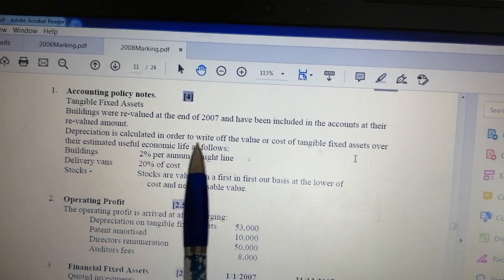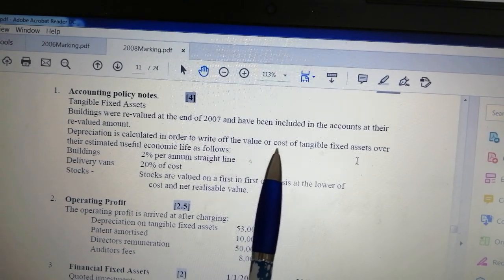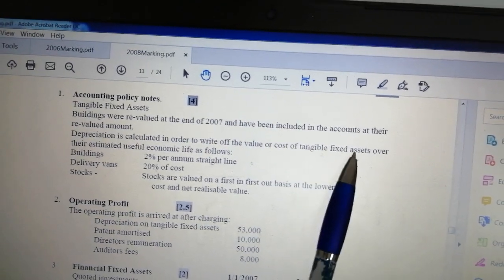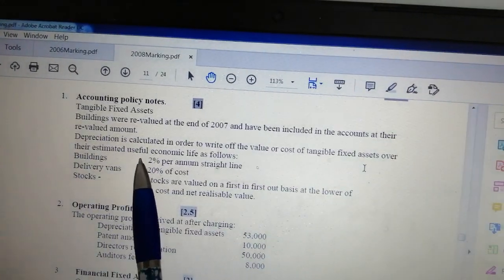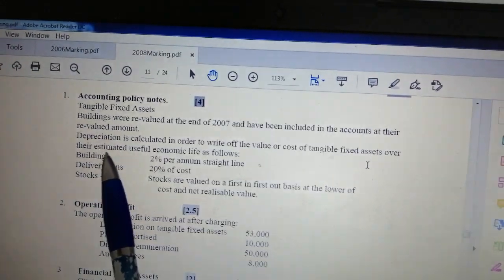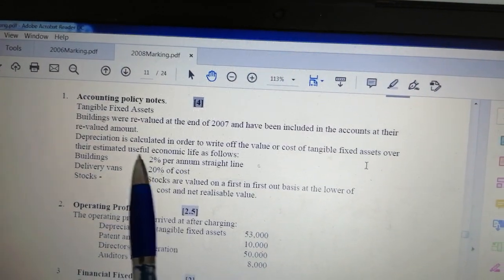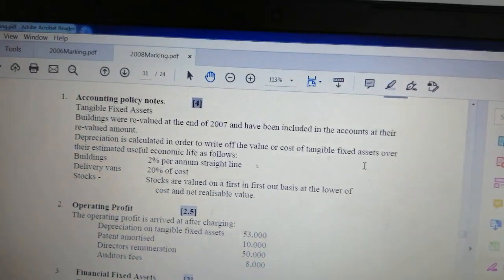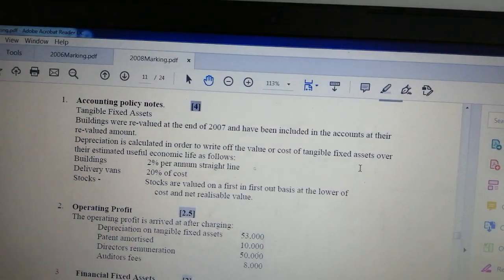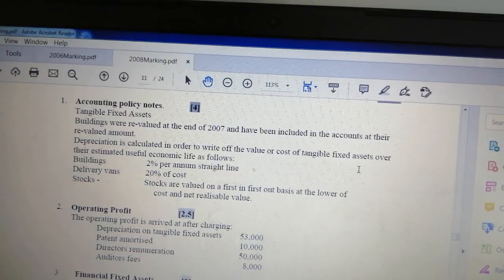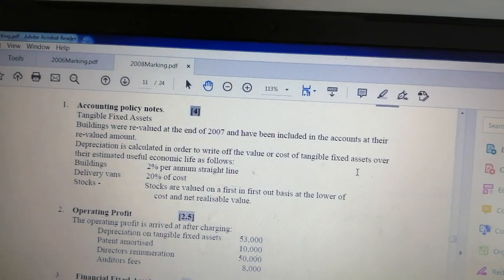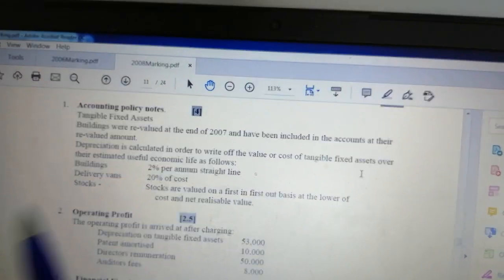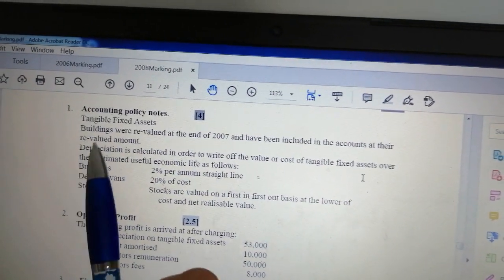So it's calculated in order to write off the value or cost of a tangible fixed asset. I think we know all of those words there. Over their estimated useful economic life is however many years, I suppose, that we think they'll be of any use to us before they're scrap or absolutely no value. Okay, so their estimated useful economic life as follows.